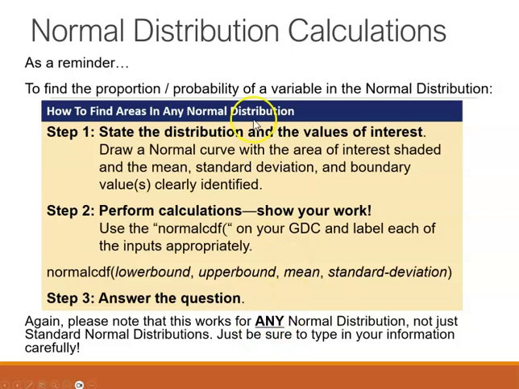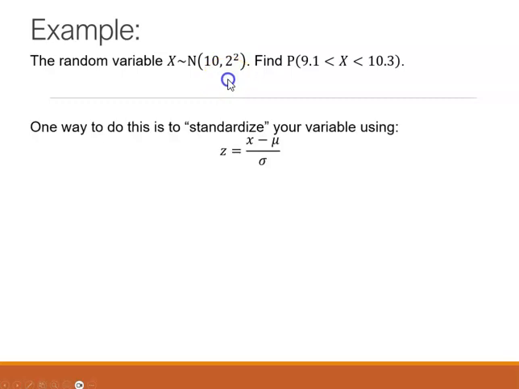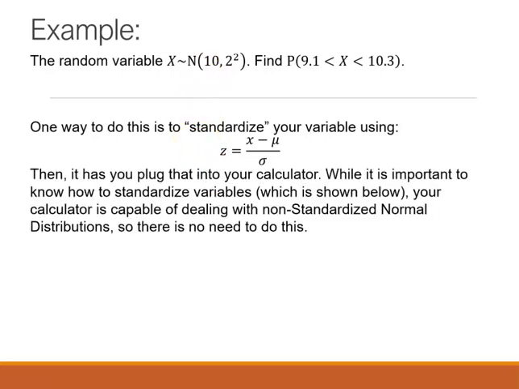So this is just going on and saying that if it's just a normal distribution, not a standard normal, everything works the exact same way. So consider this example where X is related to the normal distribution 10, 2 squared. So one way to do this is I could standardize my variable by making a z-score. But there's really no need to do that.